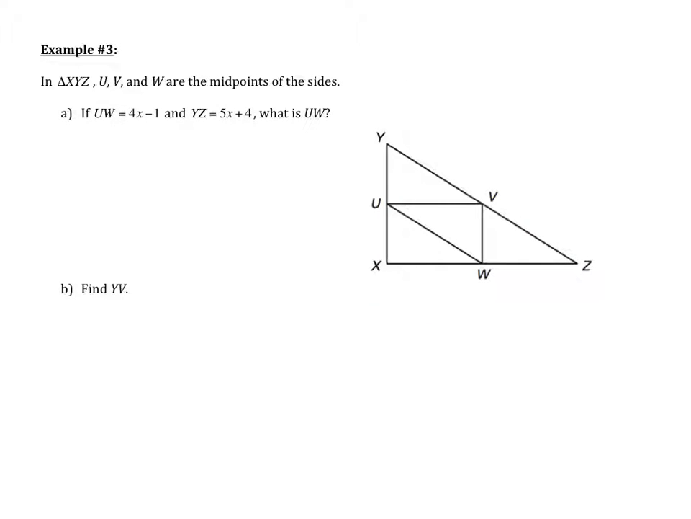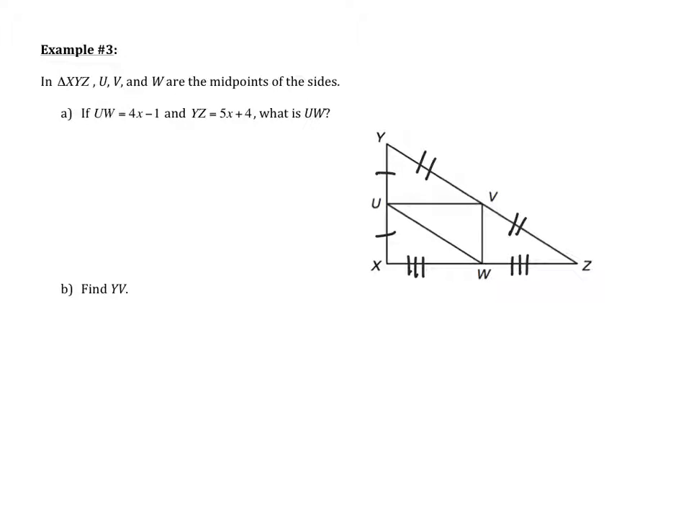Example number 3, in triangle XYZ, points U, V, and W are midpoints of the sides. So before I do anything, I'm going to mark that U, V, and W are the midpoints of the sides by using tick marks. So if U is a midpoint, that would mean that UY is congruent to UX. If V is a midpoint, then YV is congruent to ZV. And if W is a midpoint, that means XW is congruent to ZW. Always mark your diagram with your given information.